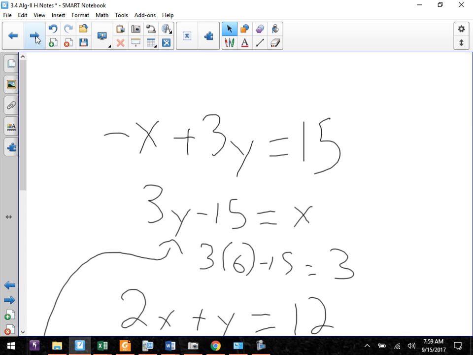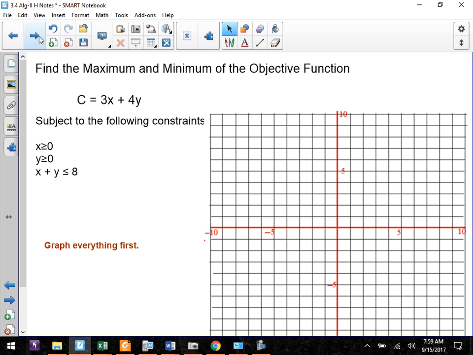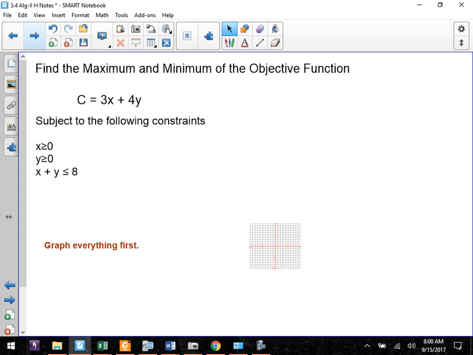All right, let's look at another one. So I'm going to add a step and talk about what's called an objective function. An objective function, to start with, is going to be some function that they give you. For some reason, they use the letter C for the objective function. A lot of times it's like a cost thing. You're trying to maximize a profit, things like that. What we're going to do is find the maximum and the minimum of an objective function.